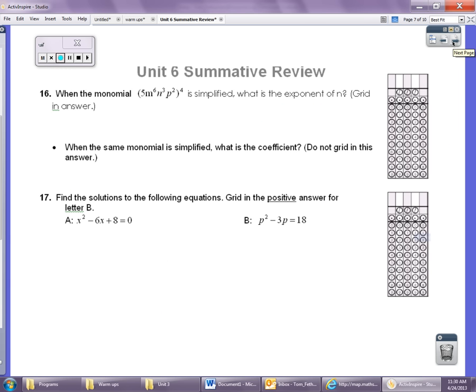Question 16. When we simplify this, what's the exponent of n? Well, what we have to know is that we have to distribute this to everything. So it's 5 to the 4th, m to the 24th, n to the 12th, and p to the 8th. When we distribute that exponent, we multiply. It's asking us for the exponent of n. So that's 12. So the exponent for n is 12.